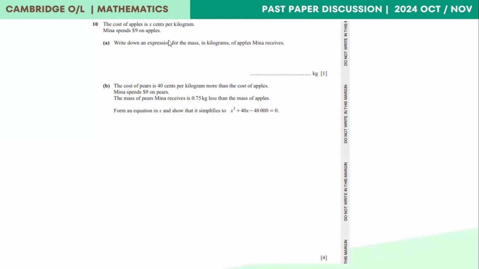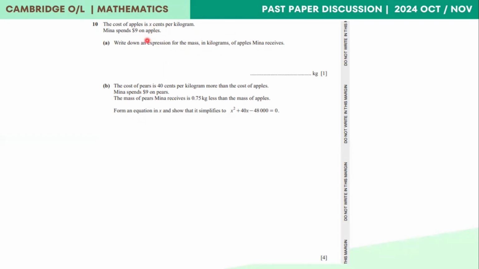The 10th question. The cost of apples is x cents per kilogram. Meena spends $9 on apples. The question: write down an expression for the mass in kilograms of apples Meena receives. So they have told that the cost of apples is x cents per kilogram, and Meena spends $9 on apples.